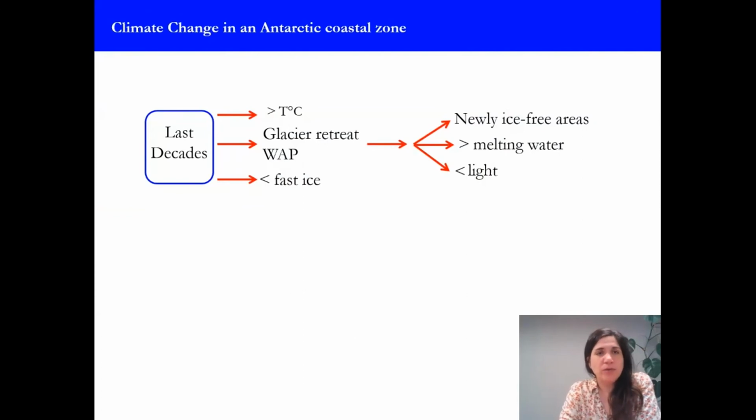So as we know, during the last decades, there has been an increase in the air temperature with consequences in glacial retreat in the Western Antarctic Peninsula. And this has originated newly ice-free areas, more melting of these glaciers, and consequently, due to an increase of sedimentation due to this melting, a decrease in the light penetration in the water column.